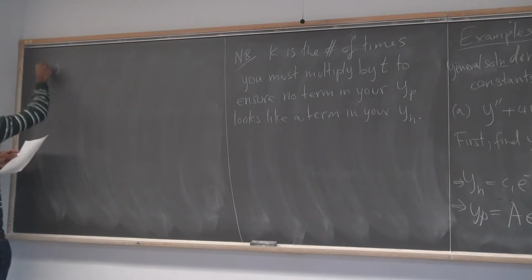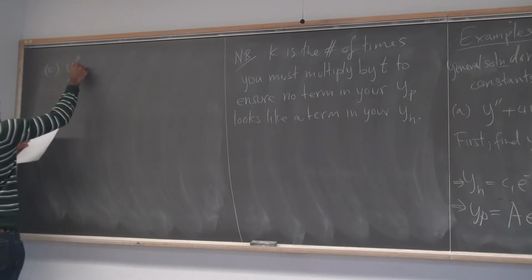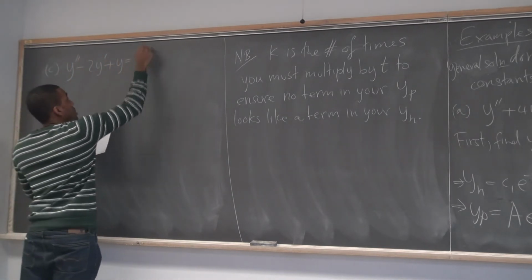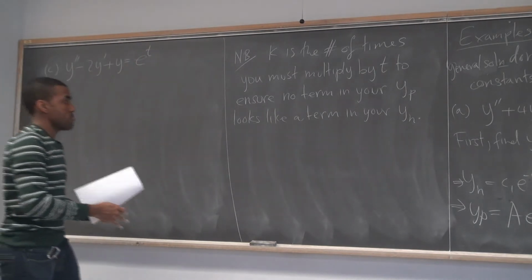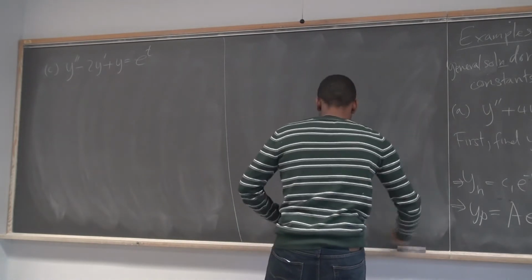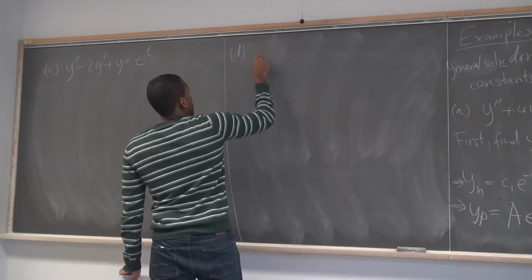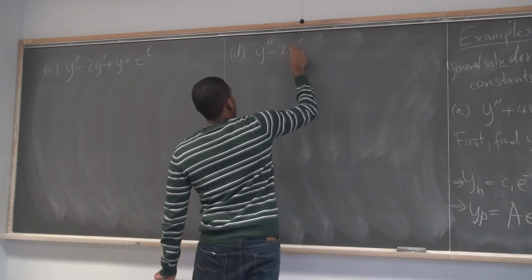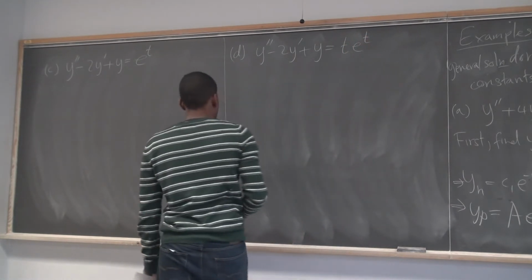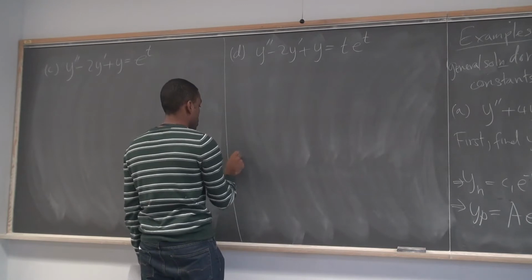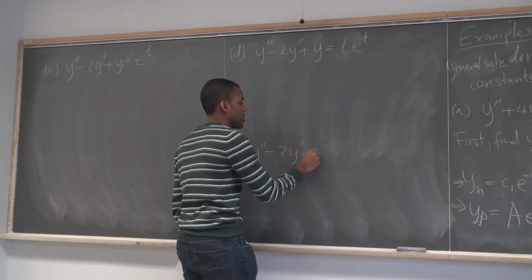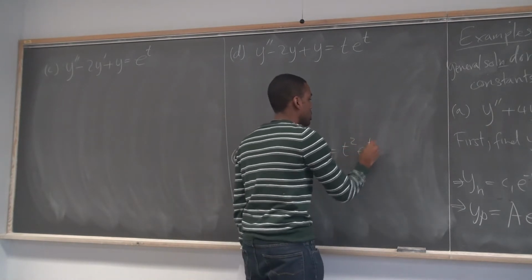Let me call this C. y double prime minus 2y prime plus y equals e to the t. Secondly, I'm going to want y double prime minus 2y prime plus y equals t e to the t. And whatever that is, y double prime minus 2y prime plus y equals t squared e to the t.